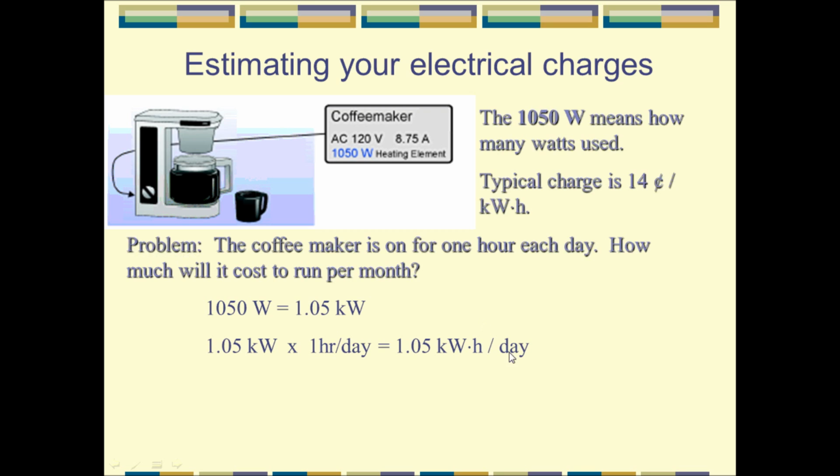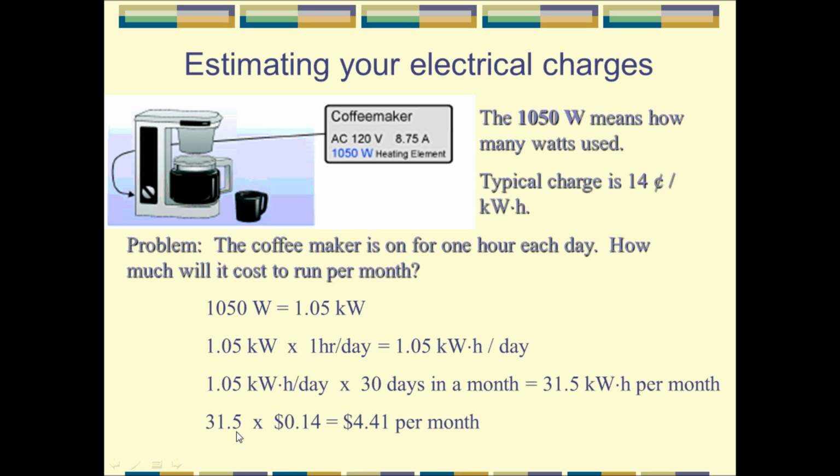So now, how many days are we running it? Well, it's a month, and a month typically has 30 days. So 1.05 kilowatt hours per day times 30 days means we use 31.5 kilowatt hours per month. And then this many kilowatt hours per month has this typical charge. So 31.5 kilowatt hours times the charge per kilowatt hour, 14 cents, means that just running this coffee maker costs us $4.41 each month. Doesn't seem like a lot, but it can add up.